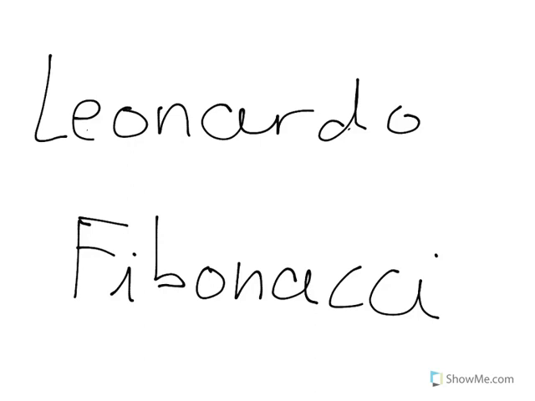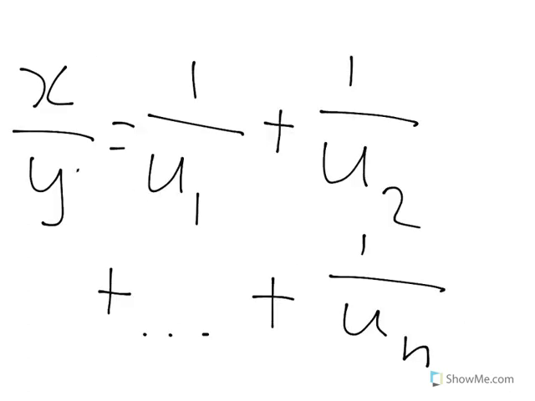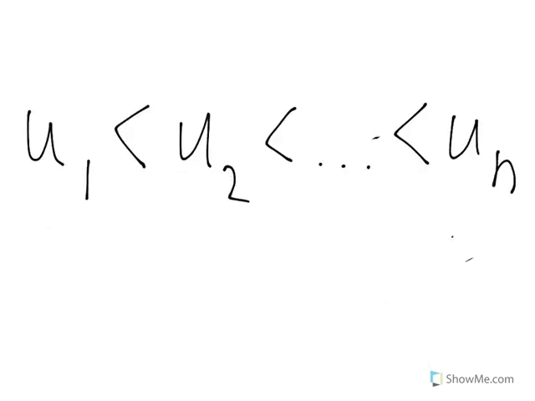There is a lot of debate as to whether this works for every fraction. Leonardo Fibonacci only used the greedy algorithm as a last resort in proving that all fractions can be represented in unit fractions. Now let's see how we can show this is true for all fractions x over y. We want x over y equals 1 over u1 plus 1 over u2 and so on, plus 1 over un, where u1 is smaller than u2, etc., smaller than un, and you must take the largest unit fraction at each stage.